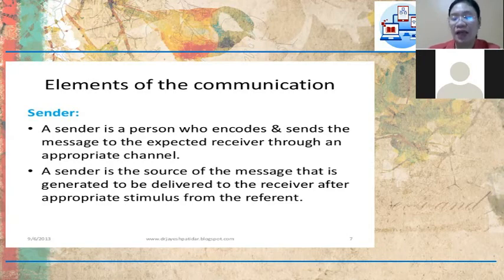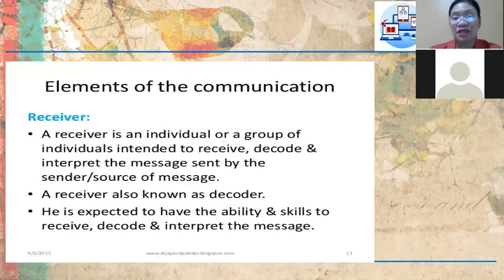And then if there is a sender, there should always be a receiver. Who is the receiver? It is an individual or group of individuals intended to receive, decode, and interpret the message sent by the sender or the source of the message. A receiver is also known as the decoder, and he is expected to have the ability and skills to receive, decode, and interpret the message.